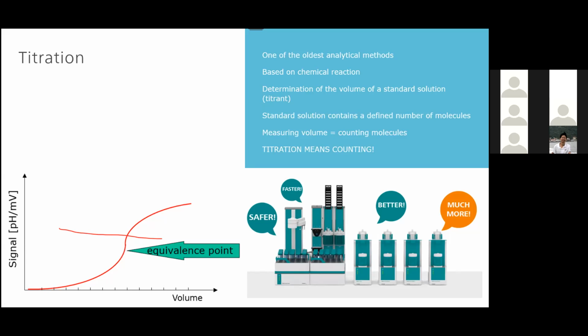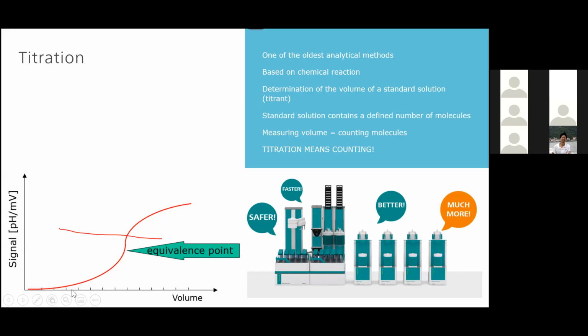between the unknown component in the sample and a standard reagent with a defined concentration, and the consumed volume of the standard solution will be equal to the amount of ion in the unknown sample. That means the measured volume equals the number of molecules of the unknown component in the sample. That will measure the amount of ion in the sample.